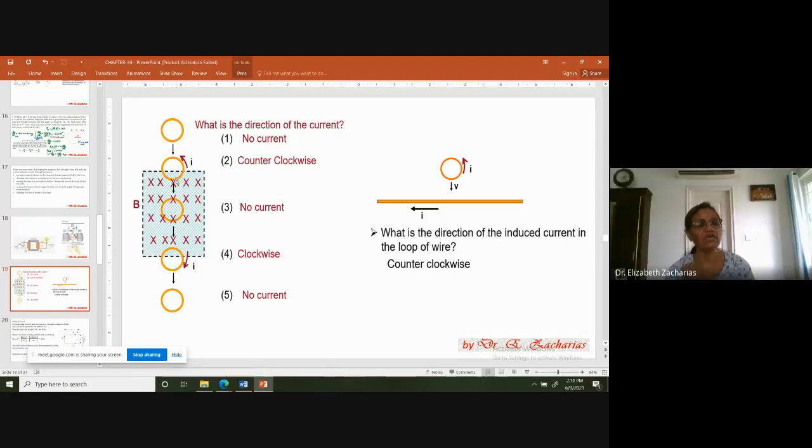Then after it fully enters, what is happening? The flux is a constant. It is non-zero, but it's a constant. So all the way here, there will be no current. Now, when it is emerging out of the magnetic field area, what is happening? The blue shaded area is decreasing as a function of time. So flux is decreasing. Because flux is decreasing, a current will be set up in the opposite direction. And finally, when it is completely outside, no current because flux is zero and it is not changing with time.